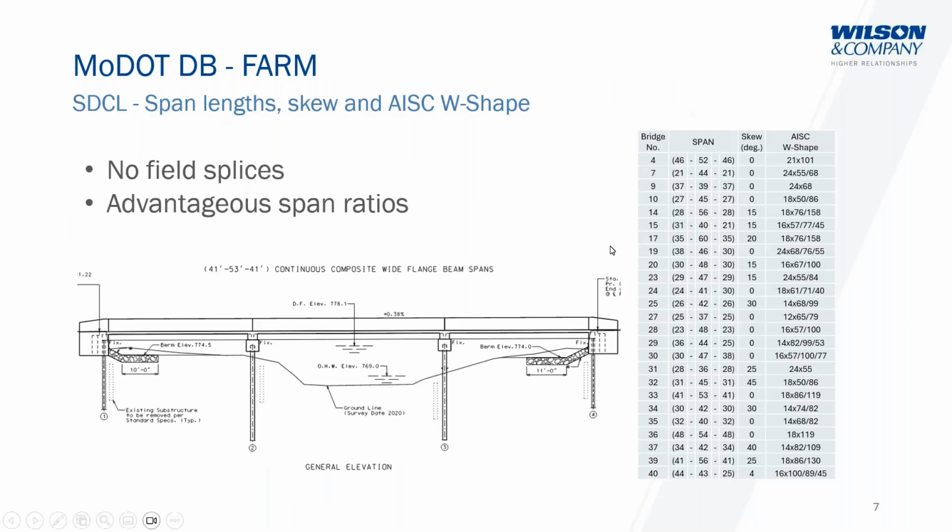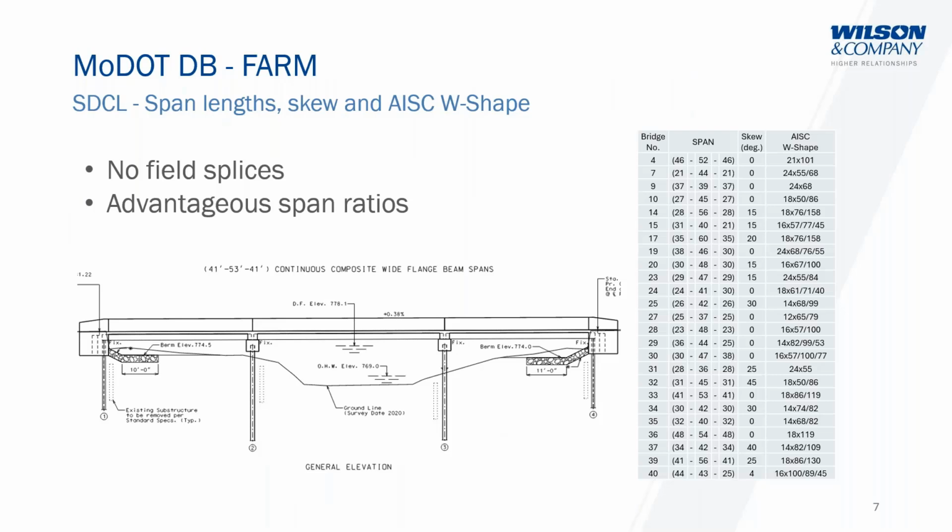So the real advantage that the contractor and ourselves found here was the time savings of not having a field splice during erection. The other advantage that we had was the span ratios for the end spans and not having uplift. You can see here I've created my general elevation, which shows in the hidden lines the existing substructure elements that are located very close to the proposed pile bents.